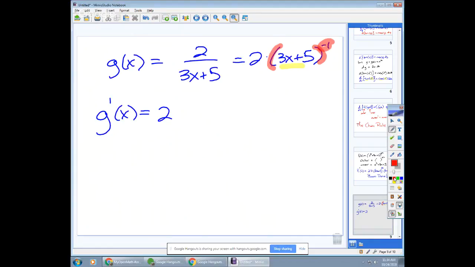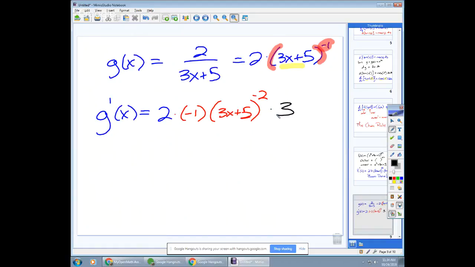So red. The outer function's derivative is negative 1 times parentheses to the negative 2. Chain rule says whatever was inside, leave it inside for now. So that's just going to stay 3x plus 5. Then the chain rule says, now tell me about the inner function. Its derivative is 3.